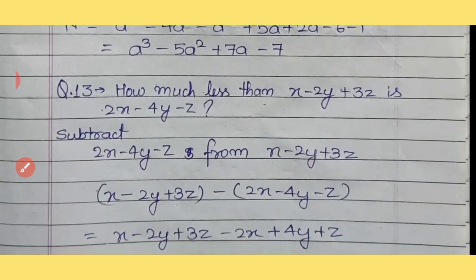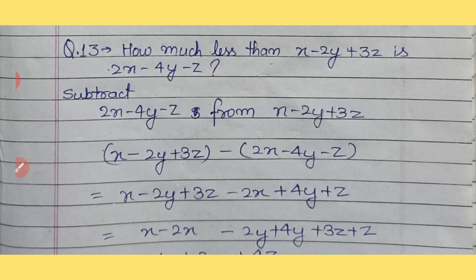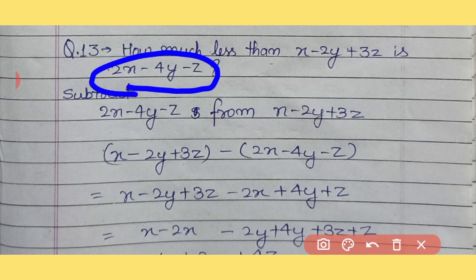Next question: how much less than x minus 2y plus 3z is 2x minus 4y minus z? It means this second number is less than the first. This is the first number, this is the second number. So easily we can say that the second number is less than the first number. So we have to subtract. For getting how much it is less, we have to subtract the second expression from the first.